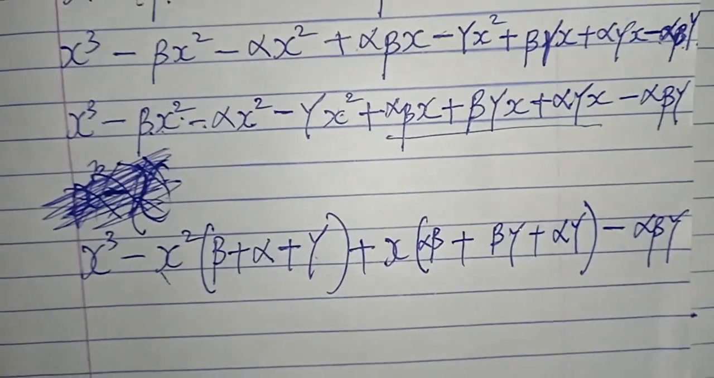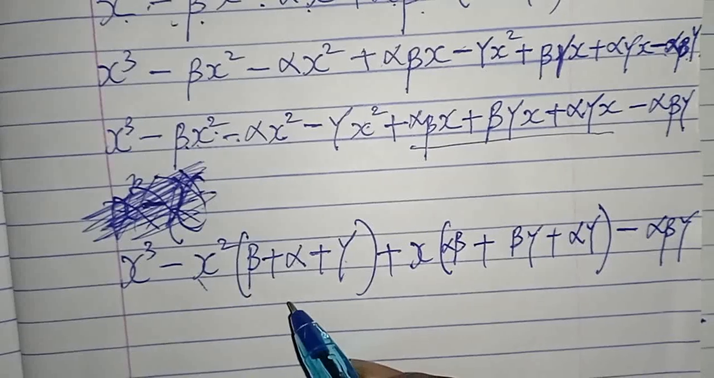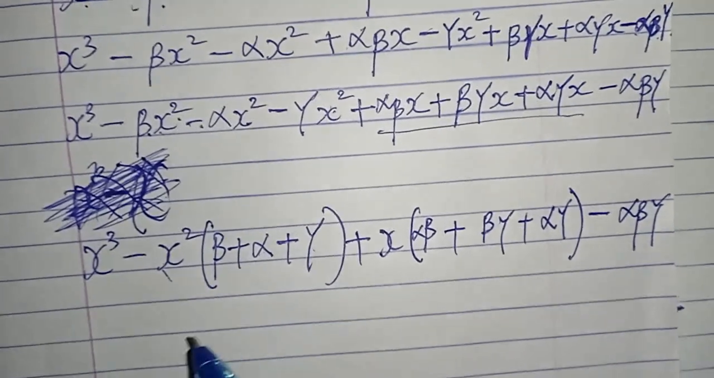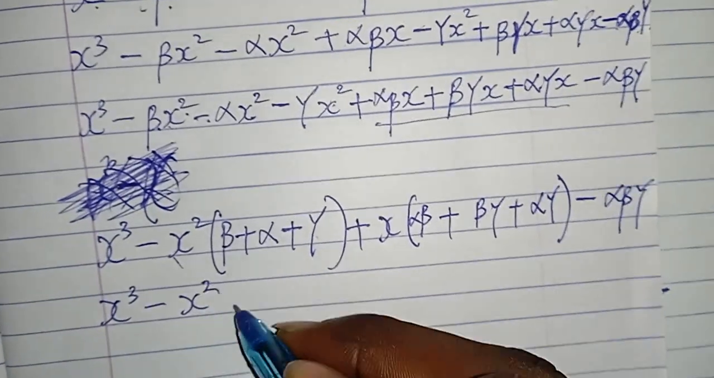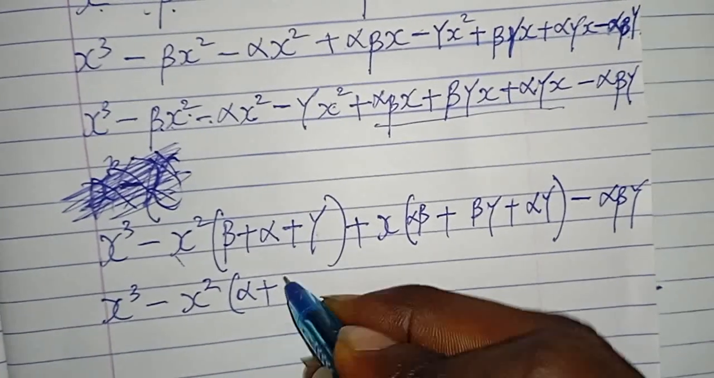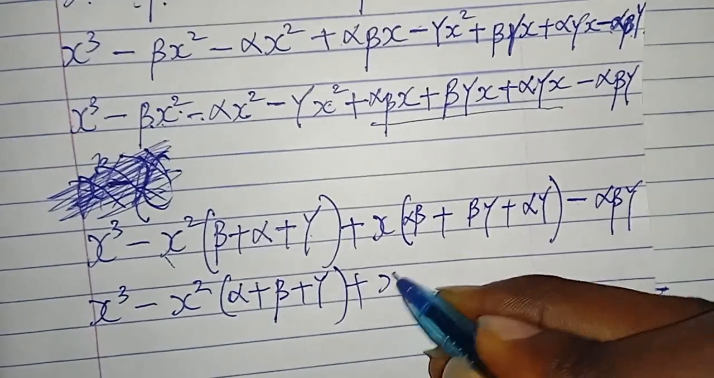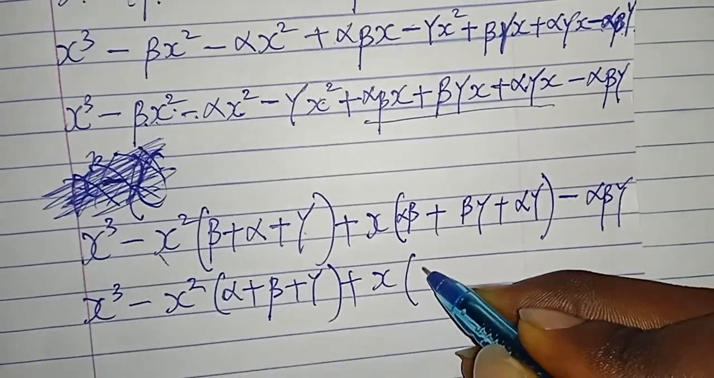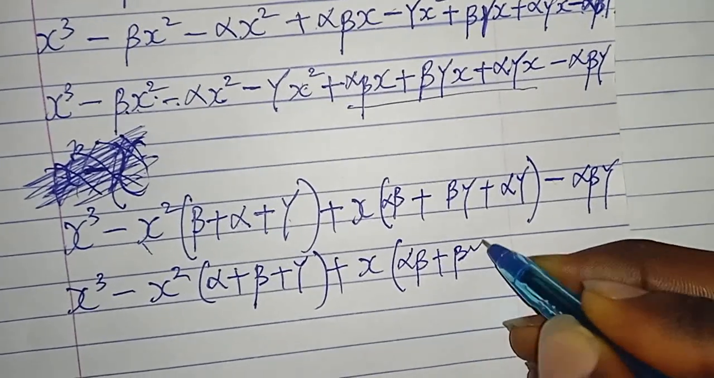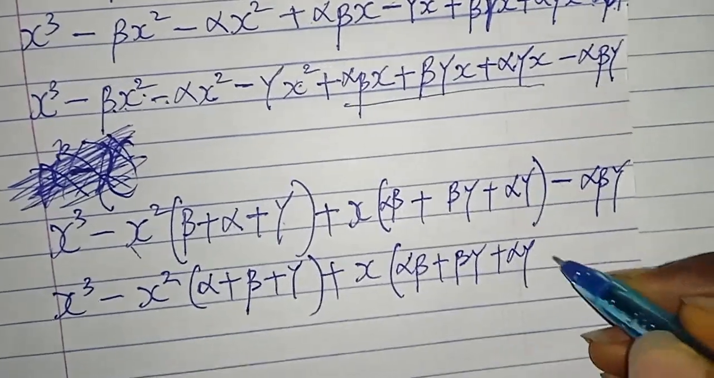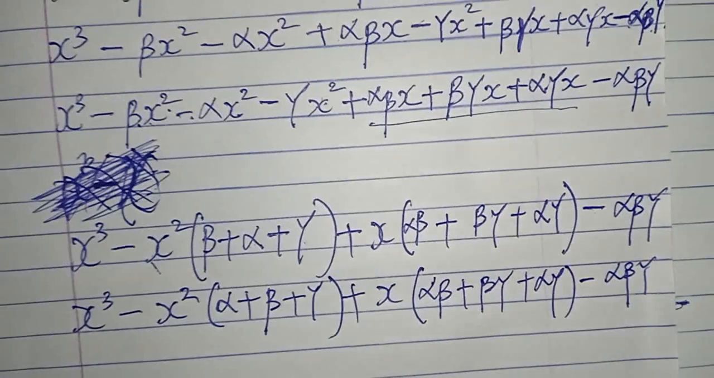So now that we're done factoring out, we know that alpha comes first before beta before gamma. So we can say x cubed minus x squared (alpha plus beta plus gamma) plus x (alpha beta plus beta gamma plus alpha gamma) minus alpha beta gamma.